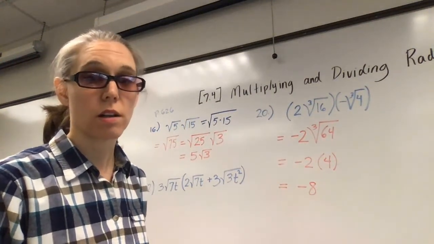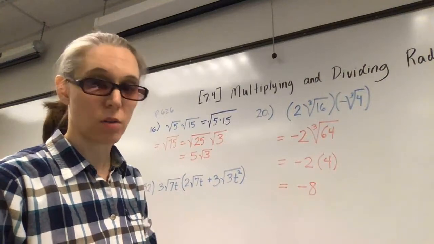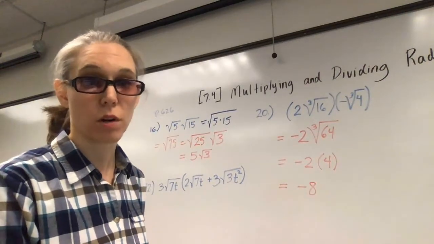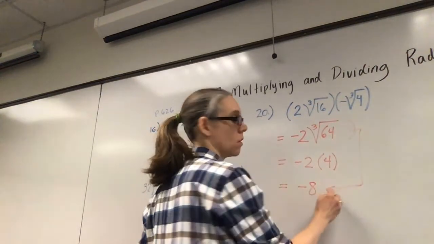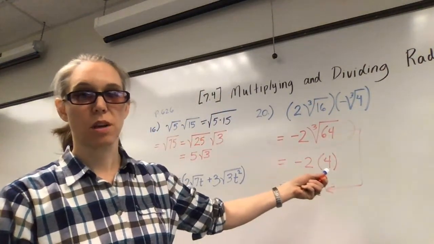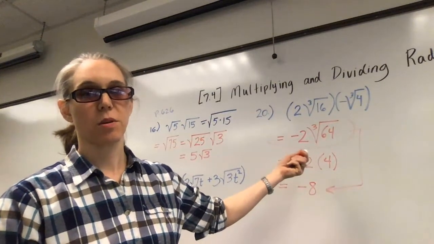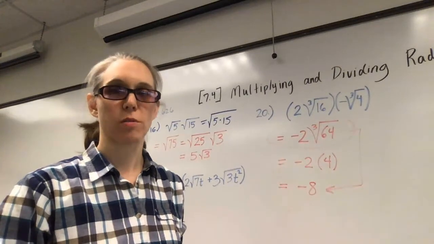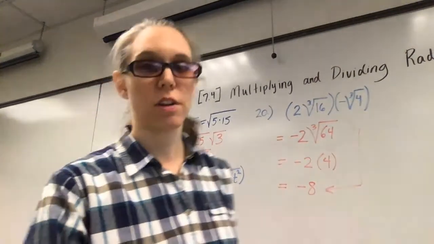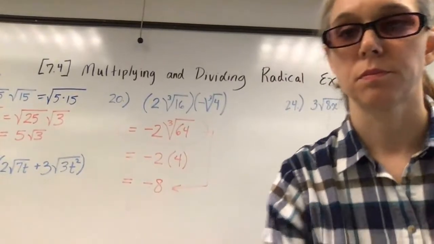Now you are welcome to just show one line of intermediate work, and that one line of intermediate work would be this line. So you can skip negative 2 times 4. But if you are prone to make mistakes, I do encourage you show more work rather than less work. Okay, moving on now to number 24.